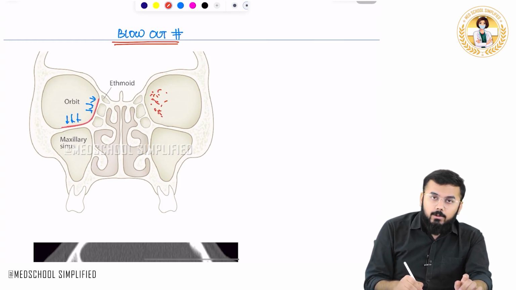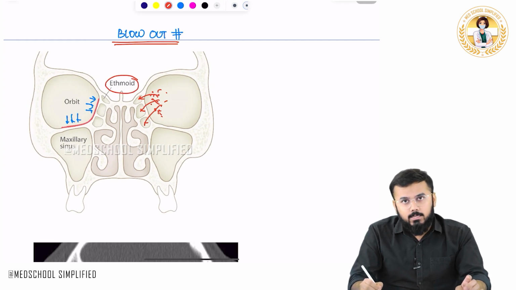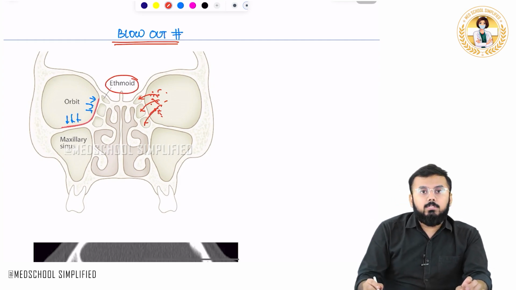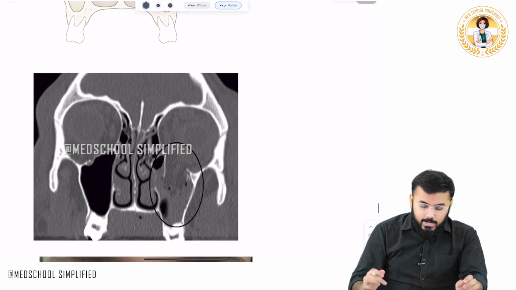So all this fluid and blood start draining into these sinuses. What are these sinuses? These sinuses are nothing but your ethmoid sinuses. So they start draining into these sinuses, and that is the reason why whenever there is a fracture on the medial side here, you will see a swelling.